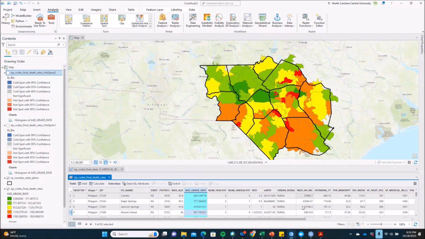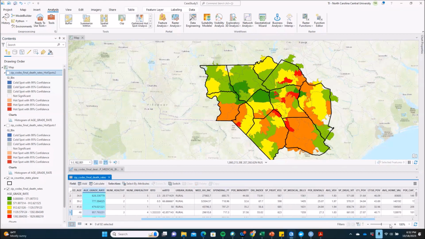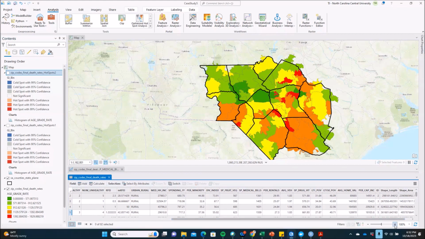Because I can go and map median household income. I can map diversity index. I can map poverty or per capita income and all these other things. And I can map those, look for co-locations on those. But all I'm going to do is see where they superimpose with each other.